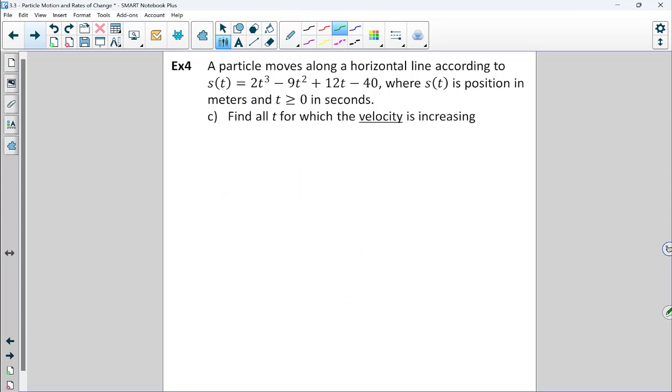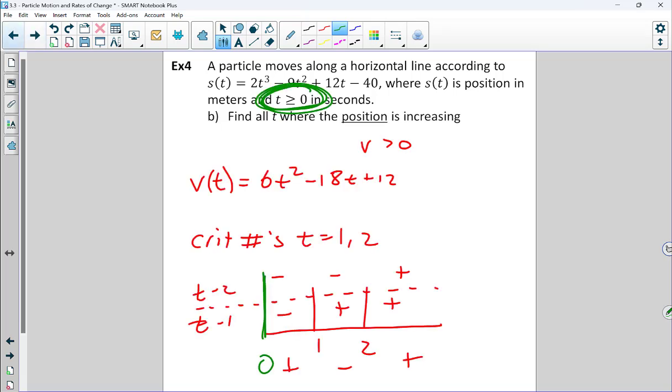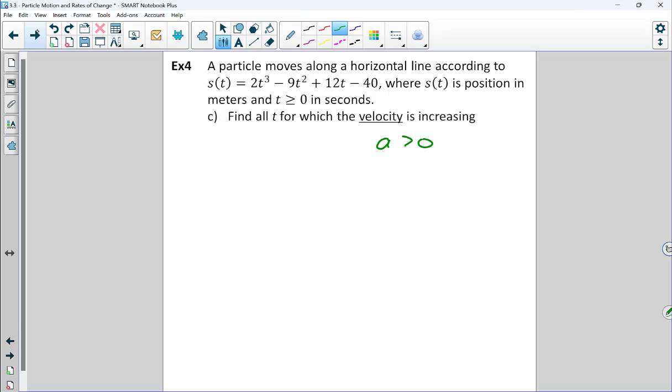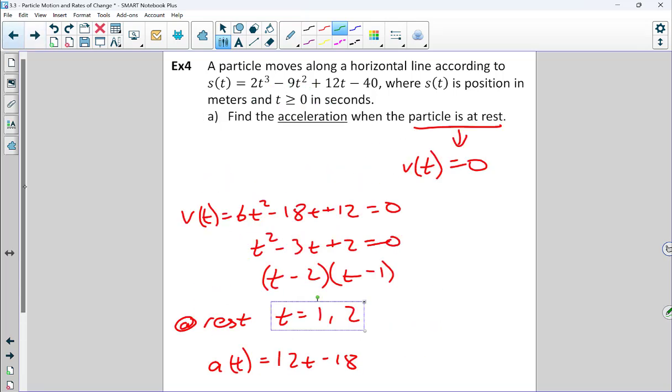Part C, find all t for which the velocity is increasing. So velocity is increasing would mean the acceleration is positive. So we're going to do basically the same thing that we just did here, but now we need to do it based on acceleration. We already did the acceleration function earlier. Acceleration was 12t minus 18.